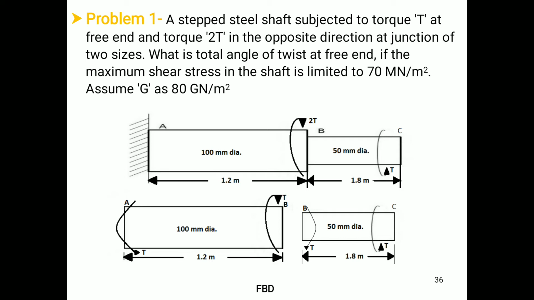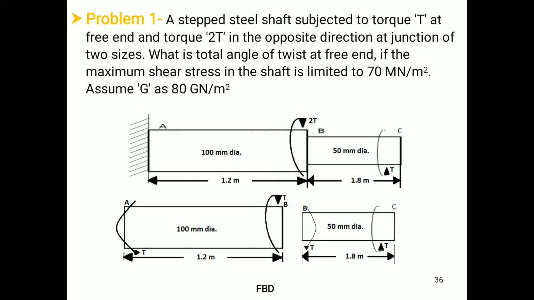So as given in the numerical, we have a stepped steel shaft. A stepped steel shaft means two shafts are connected in series and is subjected to a torque T at its free end. So this is the free end and it is subjected to torque T in anti-clockwise direction. Also it is subjected to torque twice T at the junction. Now this is the junction B, where two shafts of different diameter are meeting at that particular point. Therefore it is known as the junction.